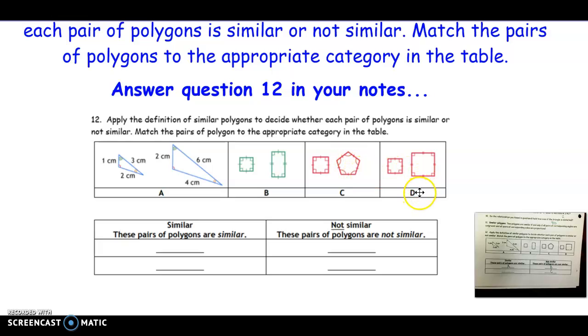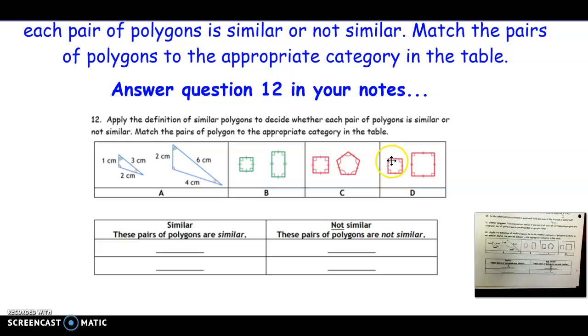So finally in option D, we have all 4 angles of both figures being 90 degrees, so the corresponding angles are congruent. And all the sides of this figure are congruent to each other, and all the sides of this figure are congruent to each other. So no matter what those numbers are, the ratios would all be the same.